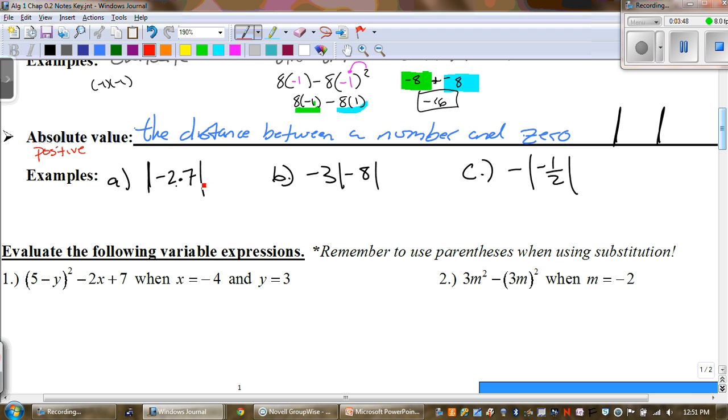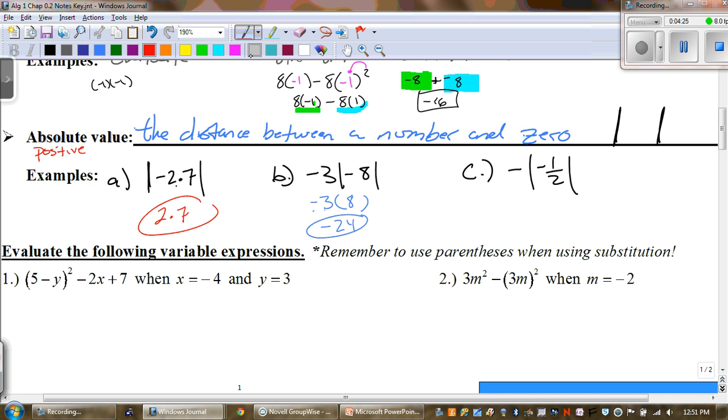So let's look at A. We have the absolute value of -2.7. Okay, so we don't take the opposite or anything like that. It's just 2.7. Okay, some of these we're going to have to do a little bit more work, like B. The first thing it wants us to do is the absolute value of -8. Well, that's 8. And the rest of this is you need to multiply. -3 times 8 gives us -24. Okay?